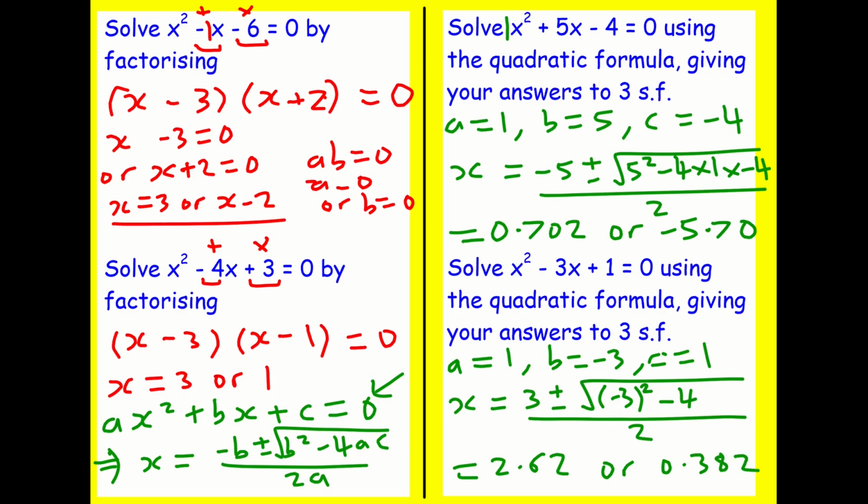Now, I'm just going to make one final comment. I've used up most of my space here, but I just want to remind you, or tell you if you didn't know previously, what these solutions actually represent. If we look at the one on the left, then what they're actually telling me is where the graph crosses the x-axis. So I know it's going to cross at 3 and at -2.